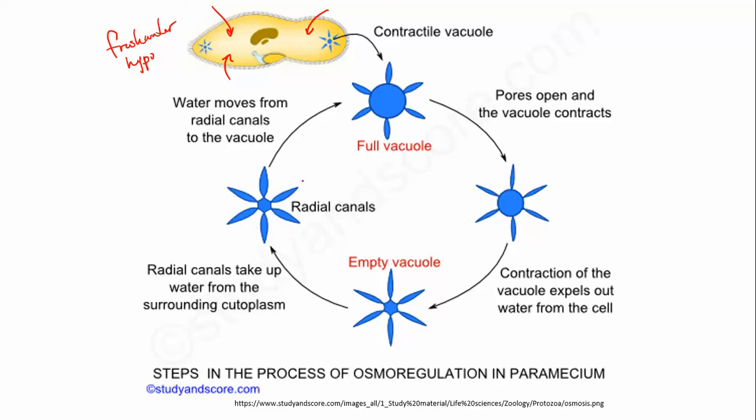You don't need to know the parts of this. You just need to know that this contractile vacuole starts filling up with water. When it's full, some pores open up to the surrounding, and the vacuole is going to contract. It's going to actively squeeze out that water, and then it's going to be empty and ready to take up excess water again. So, as long as this paramecium is in fresh water, it will be able to actively expel water that's coming in.